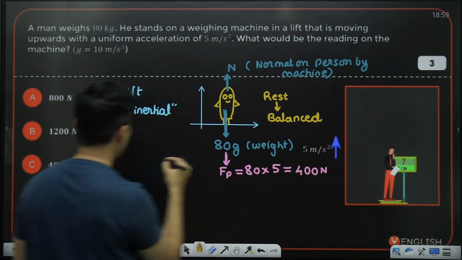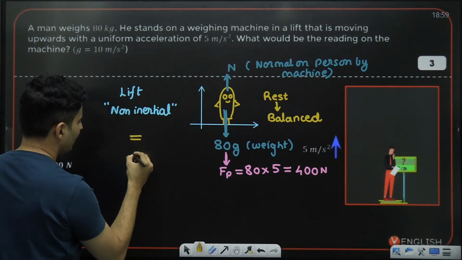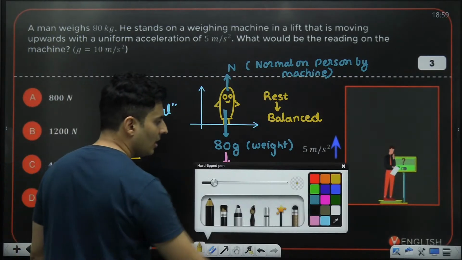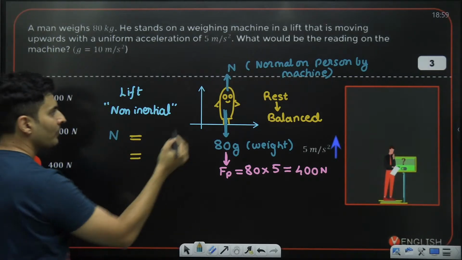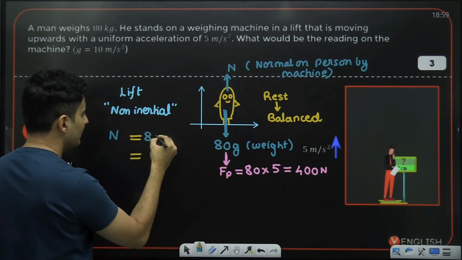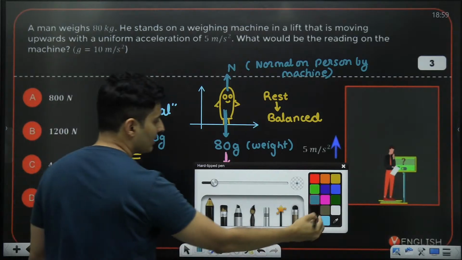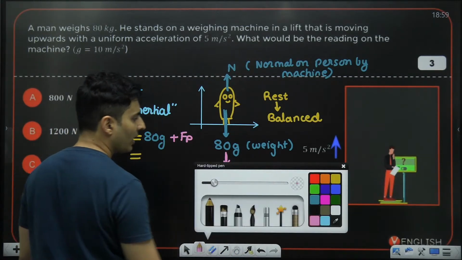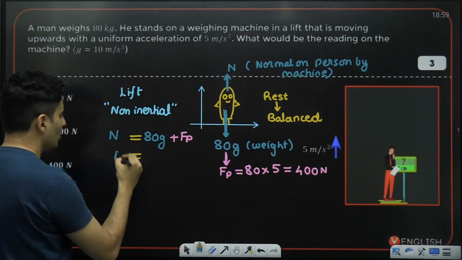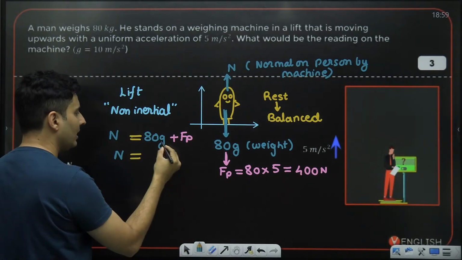Okay. Now, since you are at rest, that clearly tells that the forces are balanced in nature. What is the upward force? It is normal. What is the downward force? It is 80g as well as that pseudo force which is there. Okay, sir. So let me show what is 80g. 80g means 80 into 10.